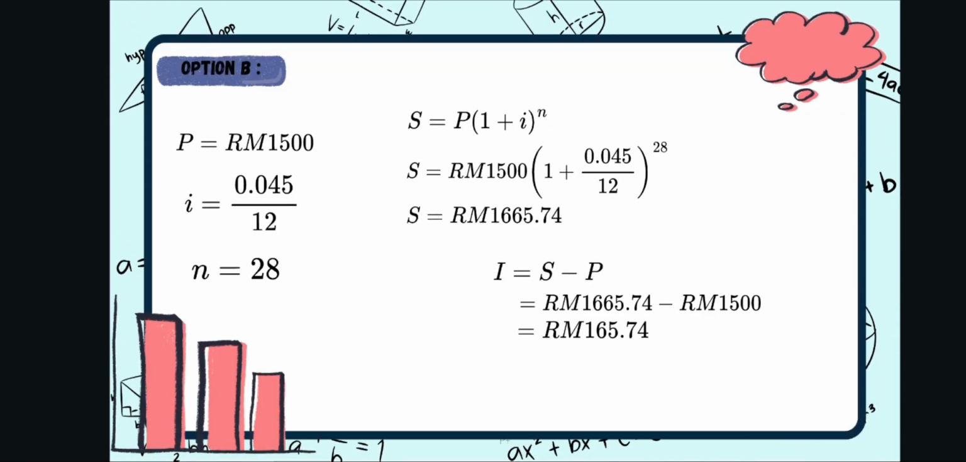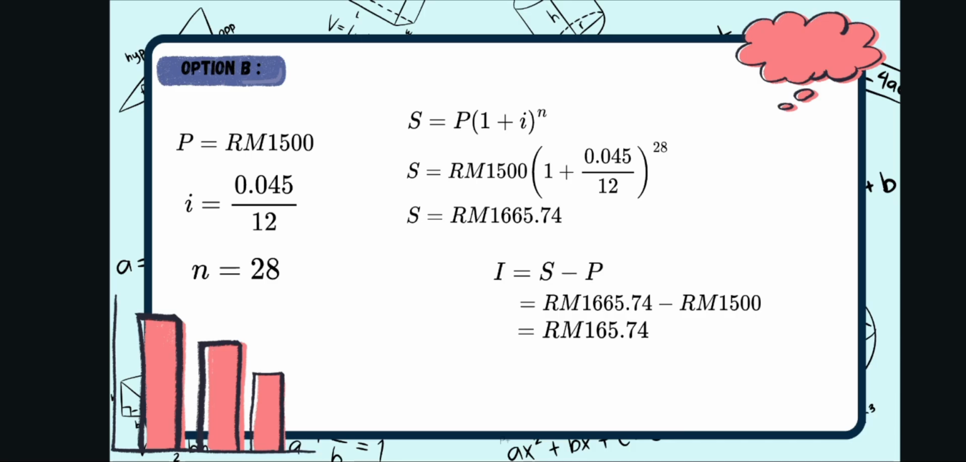Now for option B, Farid takes a loan of RM1,500 with an annual interest rate of 4.5% compounded monthly. We use the same formula, that is S equals P open bracket 1 plus I close bracket power n. Now let's calculate. S equals 1,500 open bracket 1 plus 0.045 divided by 12 close bracket power 28. So we will get the answer, that is RM1,665.74. So the total amount Farid has to pay back is RM1,665.74.